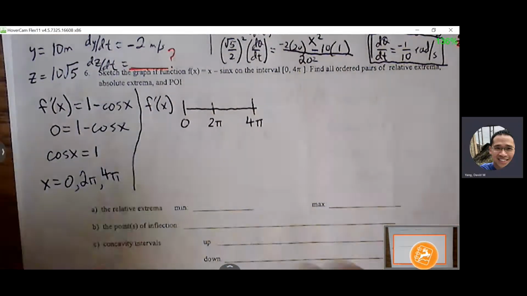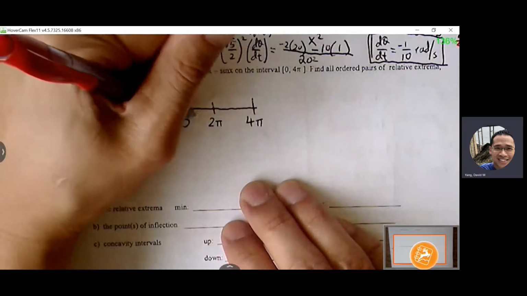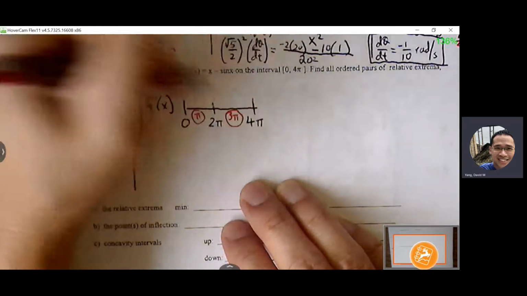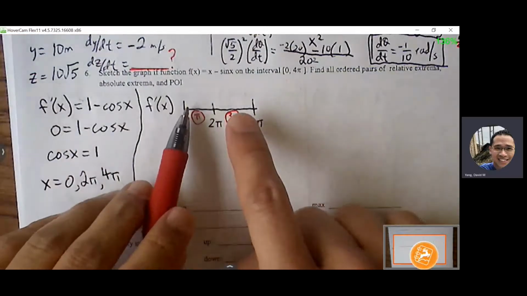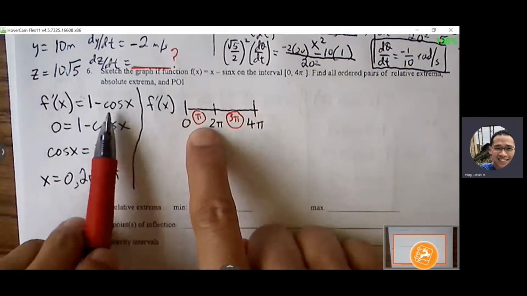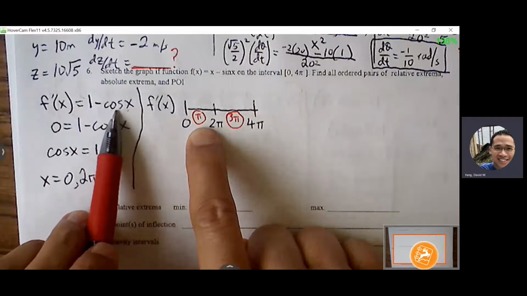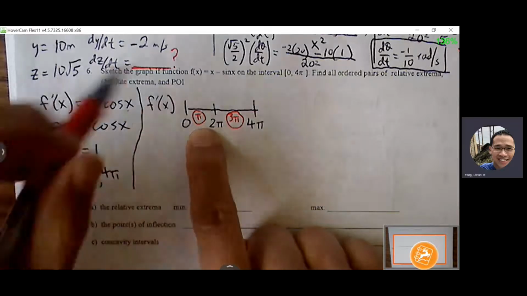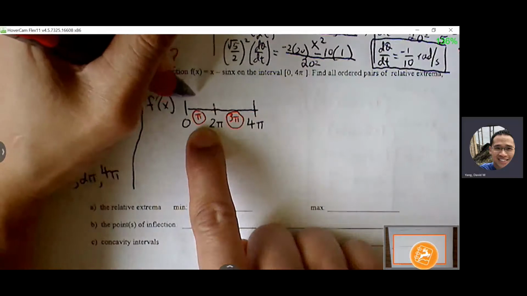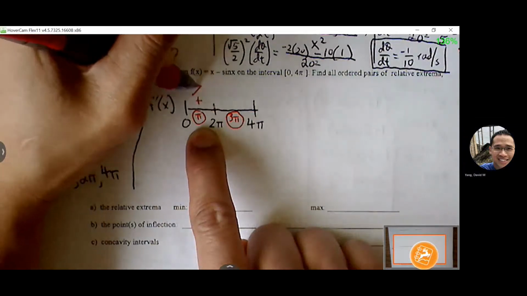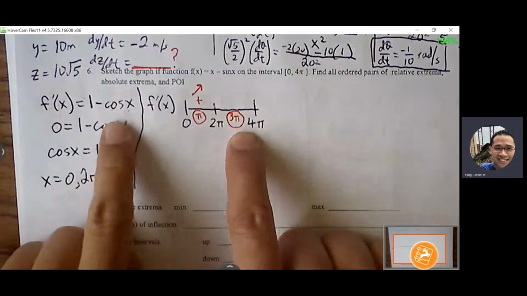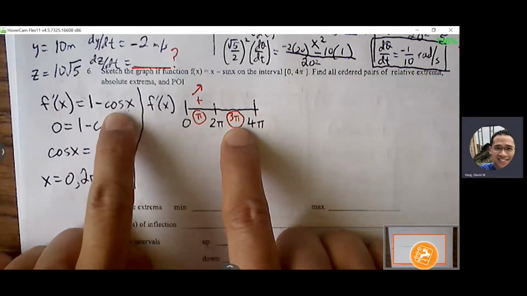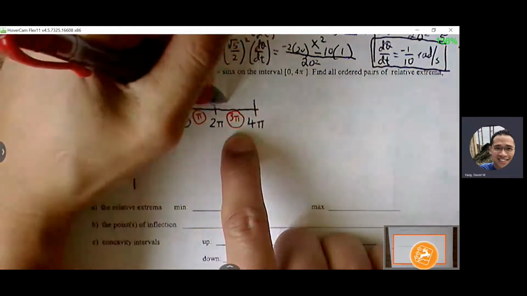I'll choose easy, convenient points to test in between. I'll test pi and 3 pi. We're testing this against the derivative function because I want to gather information about slope. So let's enter pi in for x. What's cosine of pi? Yeah, 1 minus a negative 1, so that's going to be positive. 3 pi is the same thing as pi. Cosine of 3 pi is also negative 1. 1 minus negative 1 is positive.